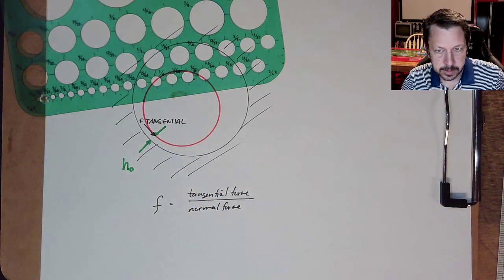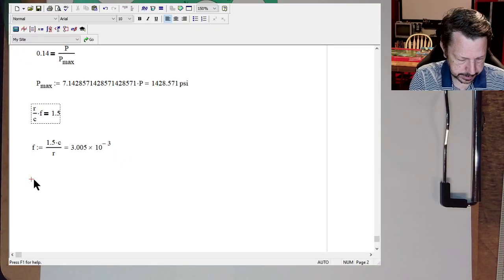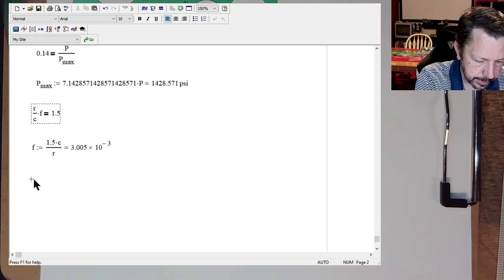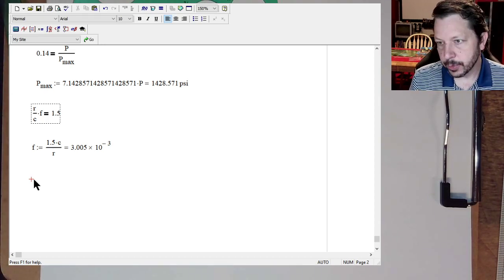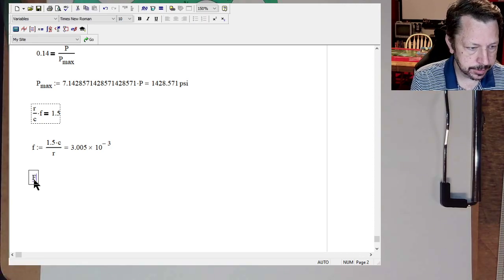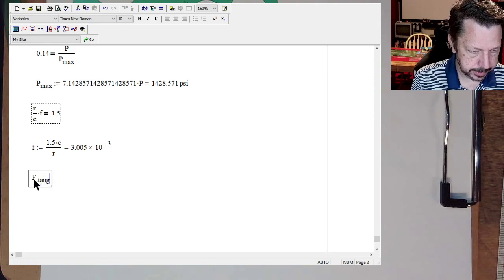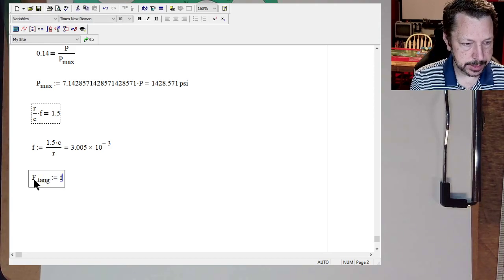Okay, let's do that in Mathcad. All right, I'm looking here. Let's see. Calculated F. We need to know the equation that I just wrote down. I'm going to solve it for F tangential. So F, we'll call that tang, would equal coefficient of friction F.